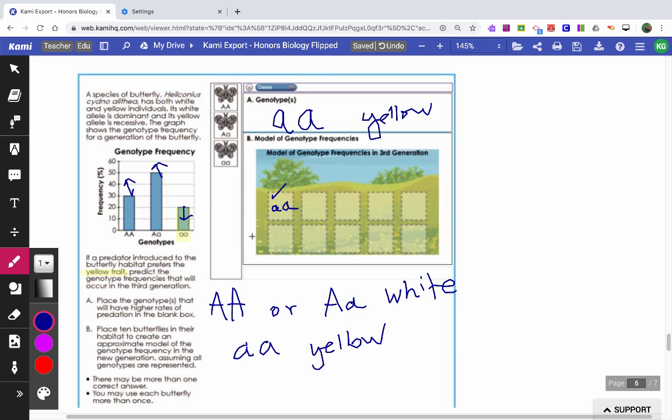So let's see what we have here. We have 9 more boxes we can fill. So I'm going to go ahead and put for big A, they're definitely going to go up. So I'm going to put them at 40% and see if that makes sense.